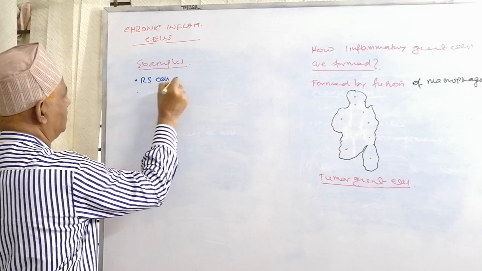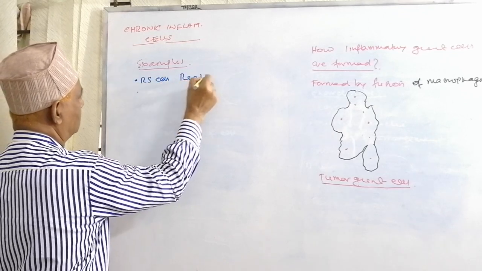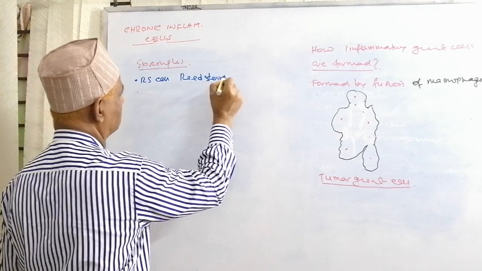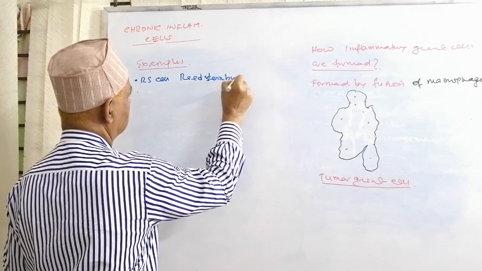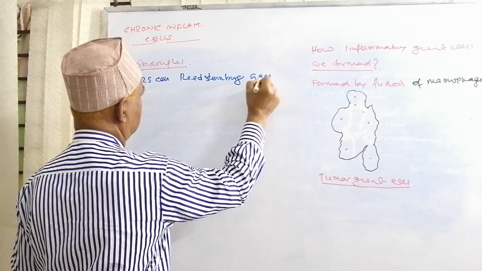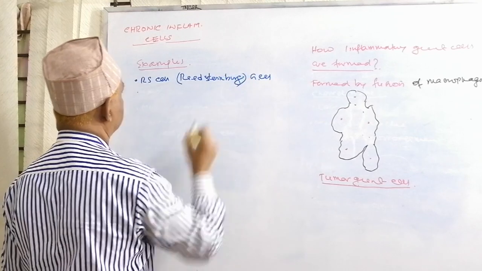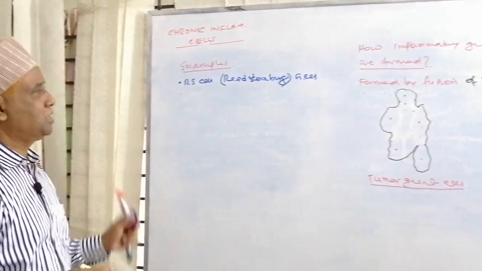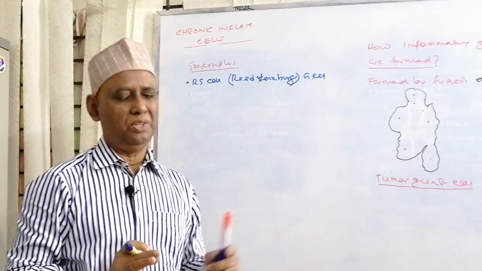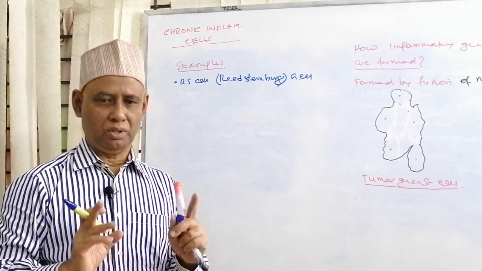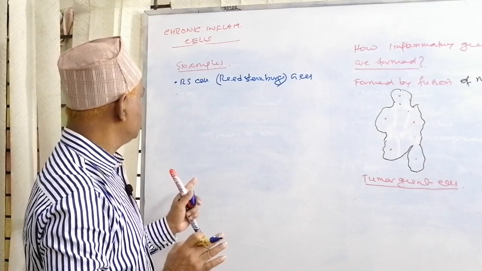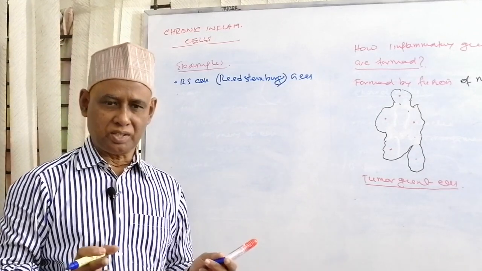RS cell, Reed Sternberg giant cell. It is found in Hodgkin's disease. There are many types of RS cell: classical RS cell, and variants of RS cell.